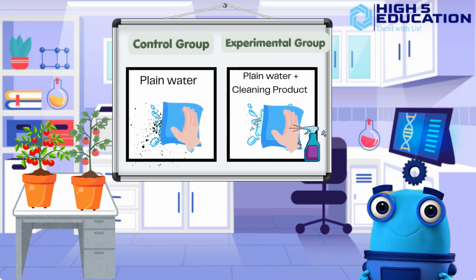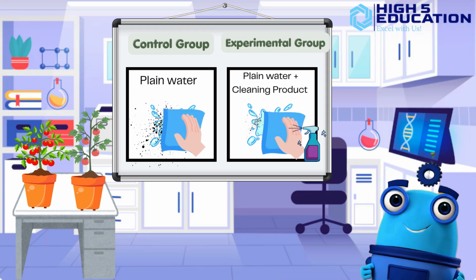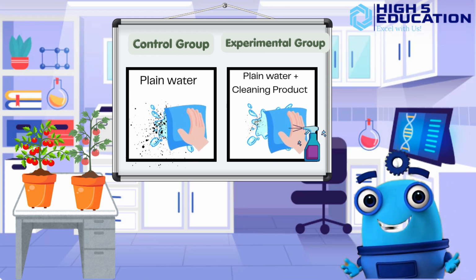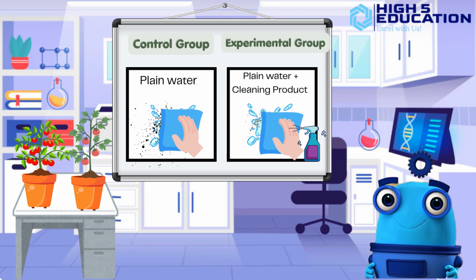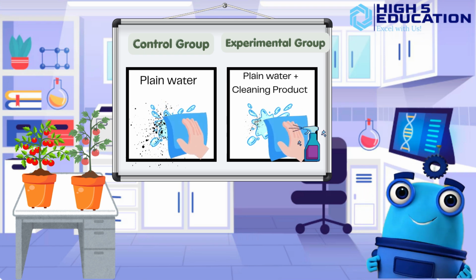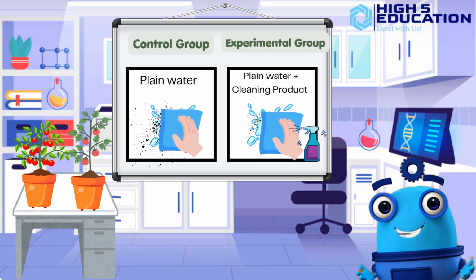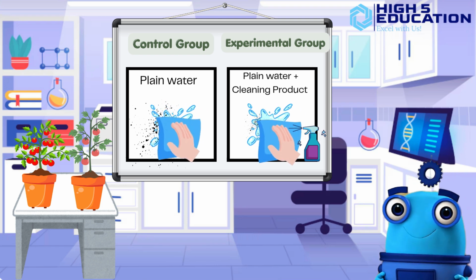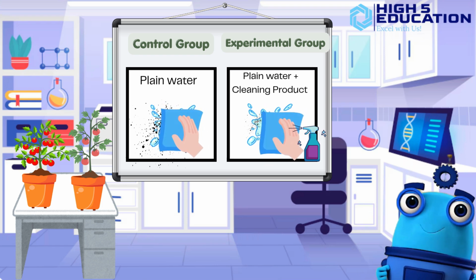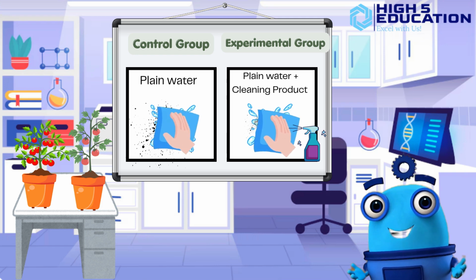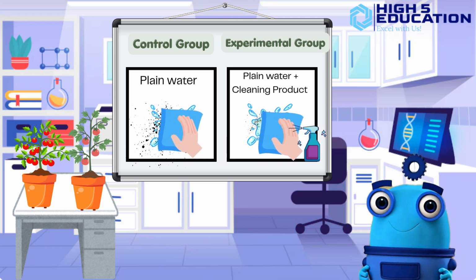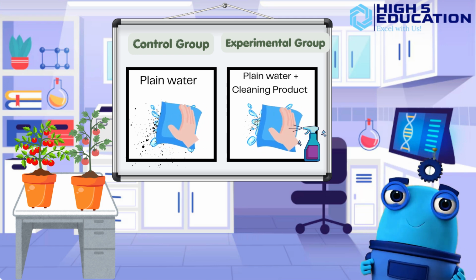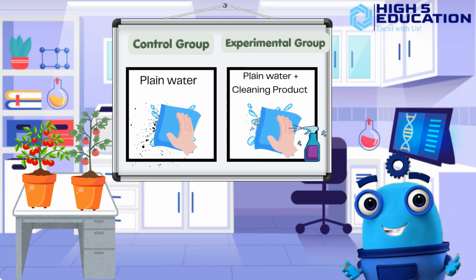Let's say we want to find out if a new cleaning product is effective in removing stains. The control group will use plain water to clean the stained surface. The experimental group will use the same clean water along with the cleaning product. After cleaning, we compare which surface has fewer stains or is cleaner. This helps us see if the cleaning product is really effective.